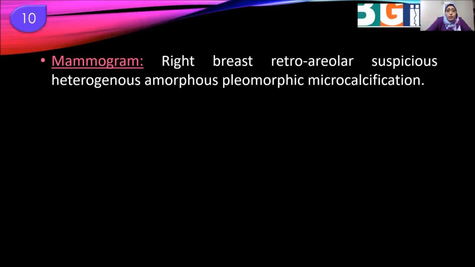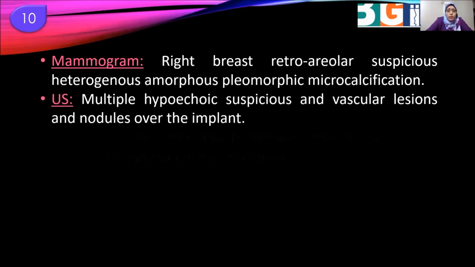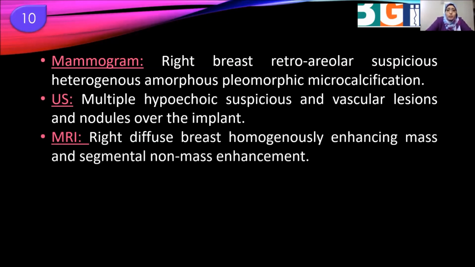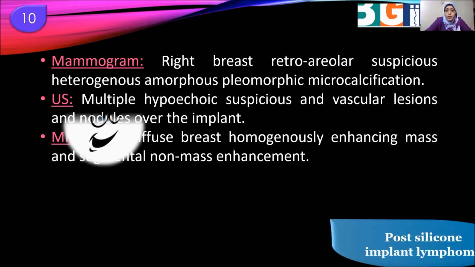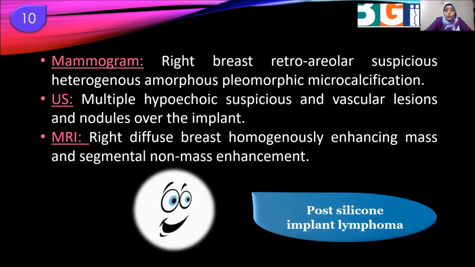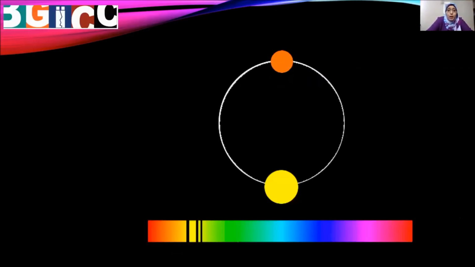Together, putting the findings of the mammogram, the ultrasound, and the MRI, and of course, a tissue biopsy taken from this suspicious lesion, it came to be a lymphoma. So this was a case of post-silicone implant lymphoma, one of the late complications of silicone implantation. It's an interesting case because this is not commonly seen in our everyday practice. So actually it was a nice case.